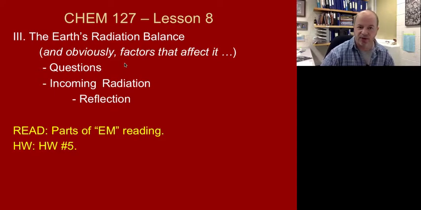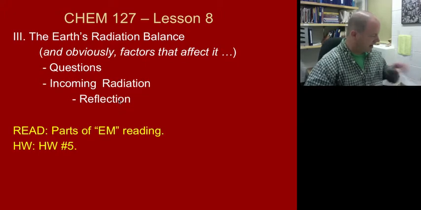After we set up that sort of macroscopic version of the discussion, we will start talking about the incoming radiation and what happens or what causes some of it to bounce off, sort of be reflected back to space. There's some excerpts of this EM book to read, and this is in homework number 5.